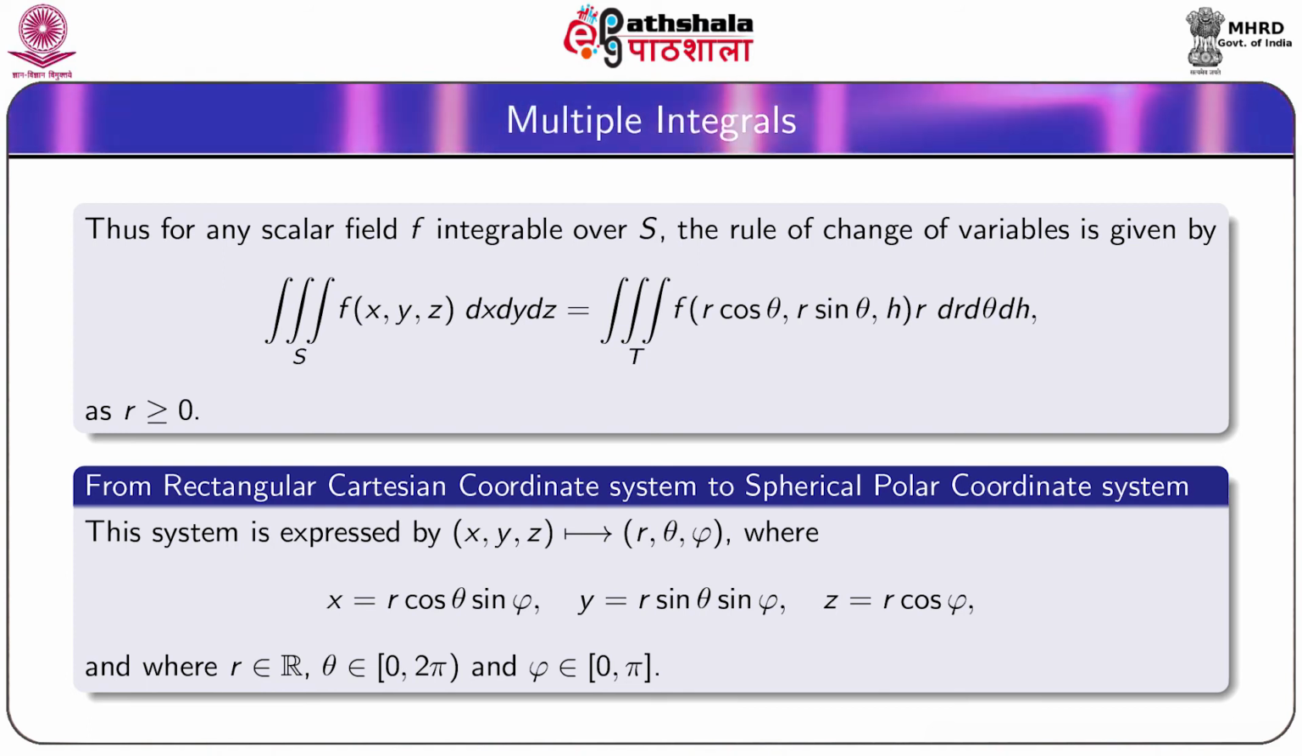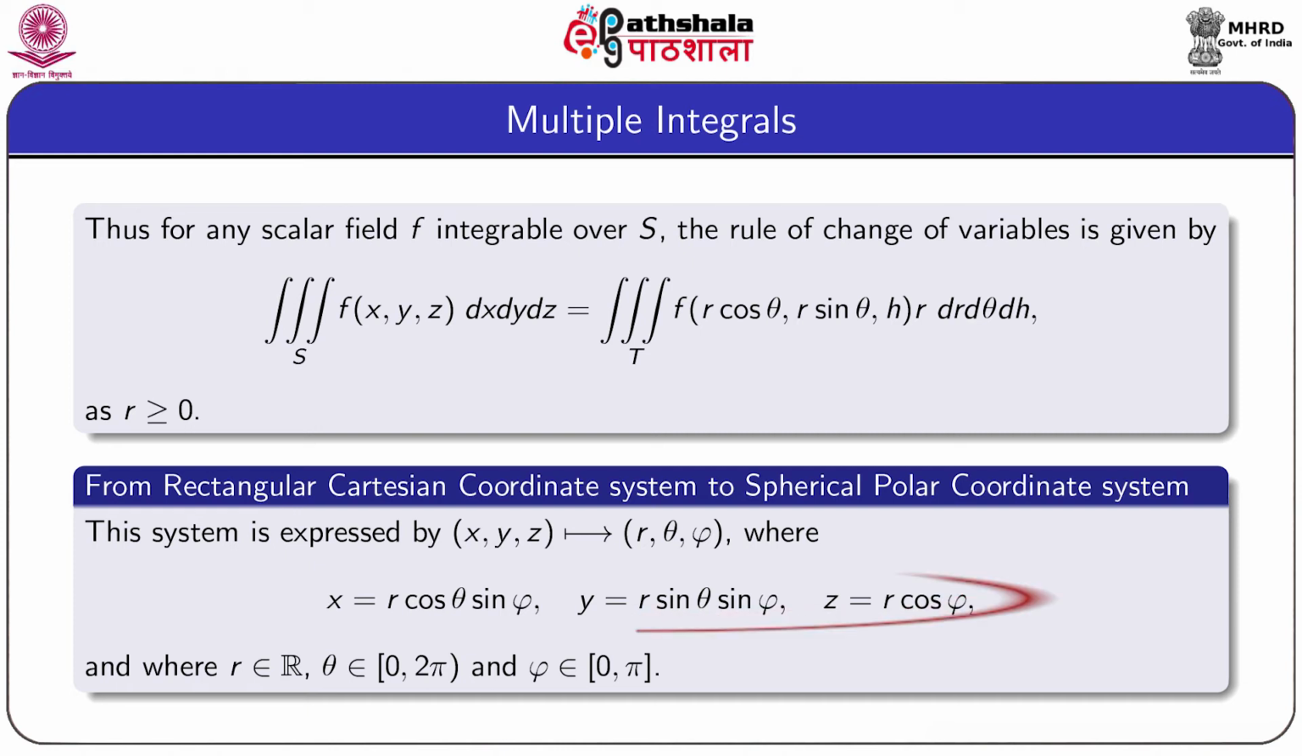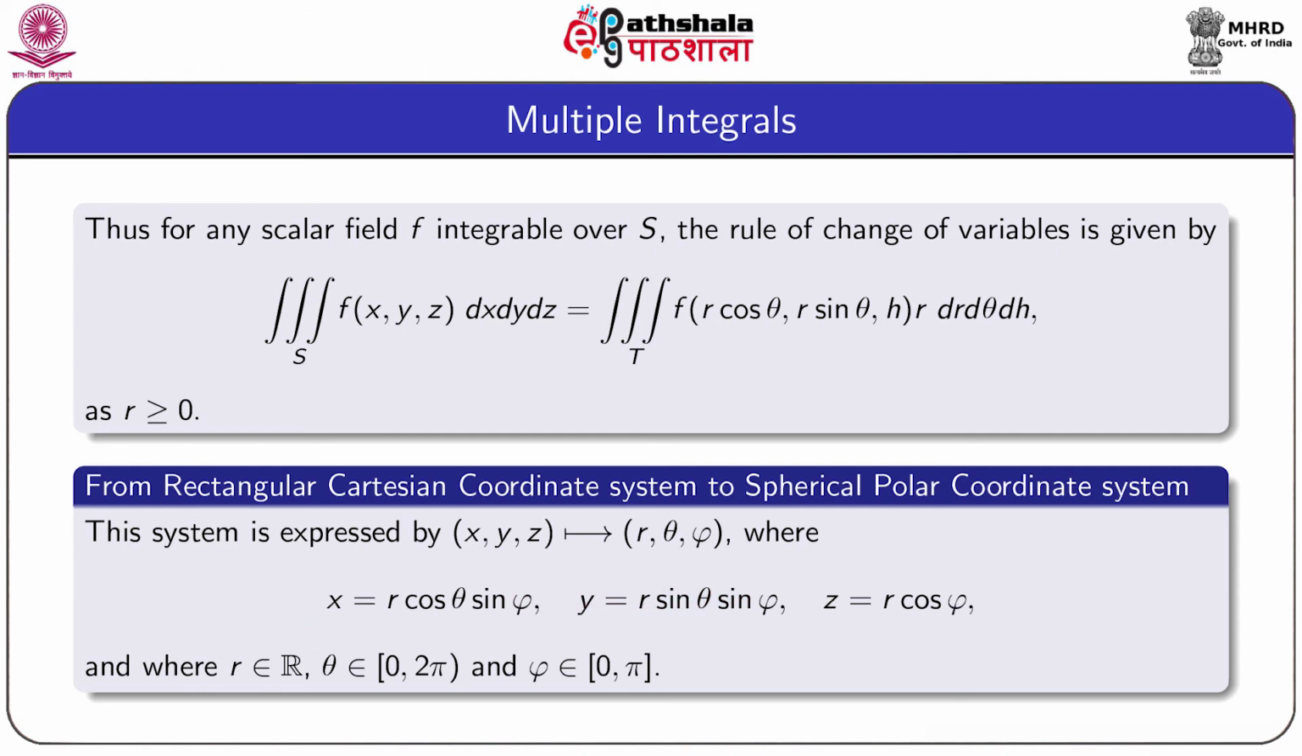Next, from rectangular Cartesian coordinate system to spherical polar coordinate system. This system is expressed by ordered triplet (x,y,z) goes to ordered triplet (r,θ,φ), where x is r cos θ sin φ, y equal to r sin θ sin φ, and z equals r cos φ. Here r is any real number. We consider θ from bounded interval 0 to π, open at the right end and closed at the left end, and φ from bounded closed interval 0 to π.